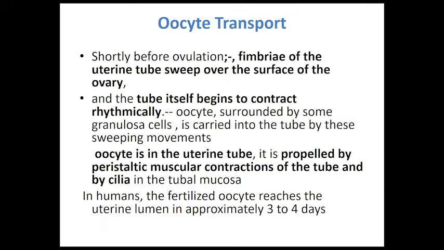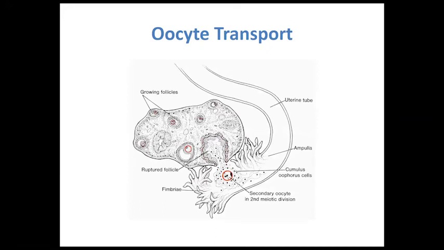Then by the contractions of this uterine tube, this ovum is going to be taken up from the ovary into the tube, and the ampulla of the tube is where, if fertilization occurs, it is going to occur. You see in this picture the different stages of the follicles. Then the ruptured follicle, the cumulus oophorus, and the oocyte is in the second meiotic division. So the second meiotic division is not complete. This is going to be completed only if fertilization occurs.